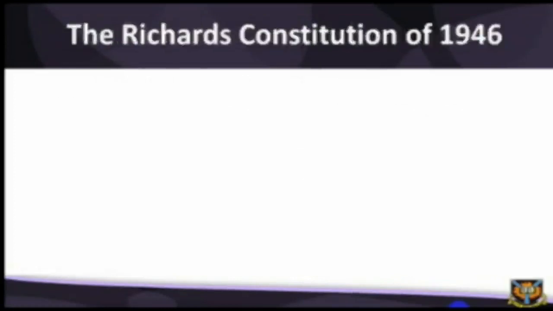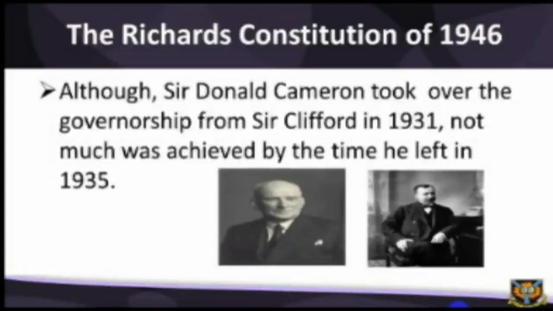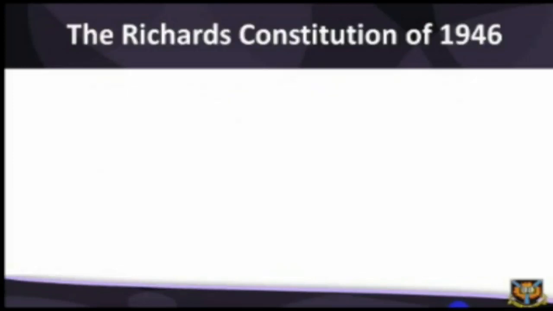The Richards Constitution of 1946. Sir Donald Cameron, who took over the governorship from Sir Clifford in 1931, carried out some significant political and administrative reforms. For example, the replacement of Lieutenant Governor with Chief Commissioner, introduction of separation of powers in colonial Nigeria, and substitution of provincial courts with high and magistrate courts that were under the Supreme Court. Not much was achieved by the time he left in 1935.